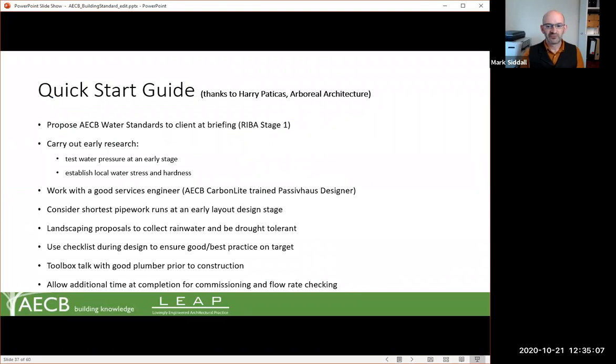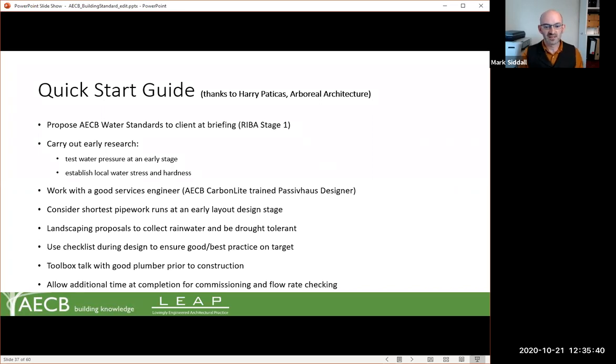Okay, in terms of a quick start to the water standards, I should flag that Harry Paticus from Arboreal Architecture first proposed this quick start guide. So basically what we're talking about here is a designer proposing the water standards to a client in the briefing stage, RIBA stage 1, carrying out some early research to check the water pressures on the site and establishing whether there's any water stress in the area, or any water hardness issues that need to be considered.